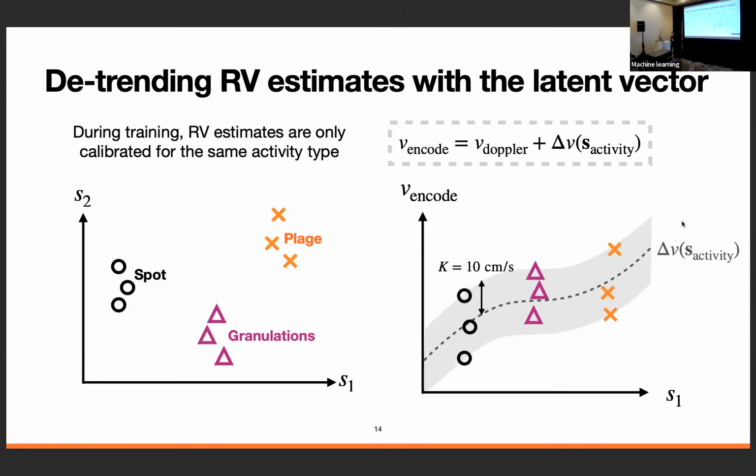During training, RV estimates are only calibrated for the same activity type. On the right-hand side, I'm showing a 2-dimensional latent space with 9 data points. They represent different activity types, and they're nicely clustered together. If we plot encoded radial velocity with one of the latent dimensions, we will see that although within the same activity type, RVs are well calibrated, there's no mechanism to prevent a drift or a relative RV offset depending on the shapes. So how do we correct for that?